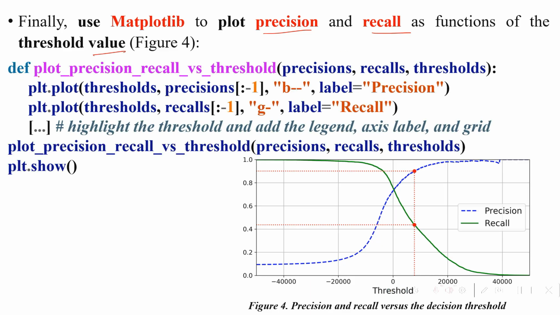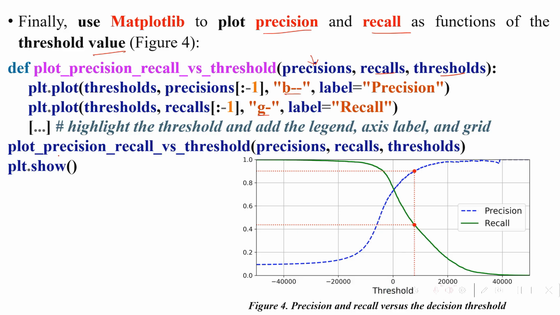Definition of plot_precision_recall_vs_threshold. For that we are providing the precisions, recalls, and thresholds values. We are plotting thresholds comma precisions from colon to -1, that is all the rows, comma "b--", the type of the line, and label equal to precision. And plot thresholds, recalls, all the rows, and "g-", the color of the line is green, label equal to recall.